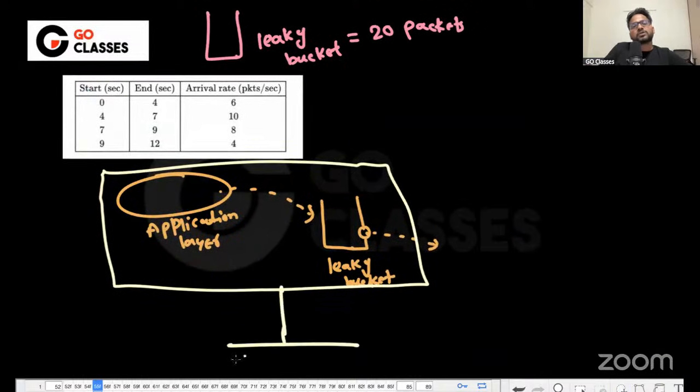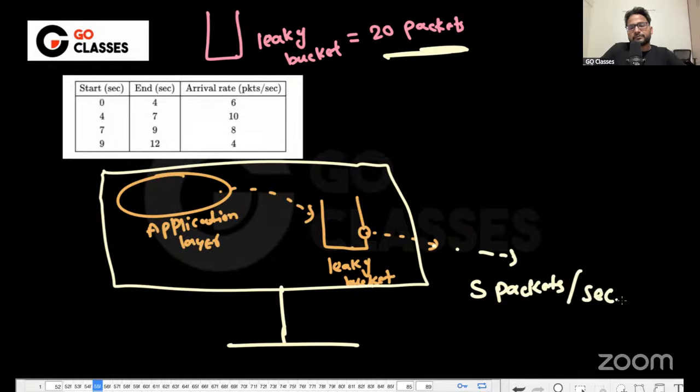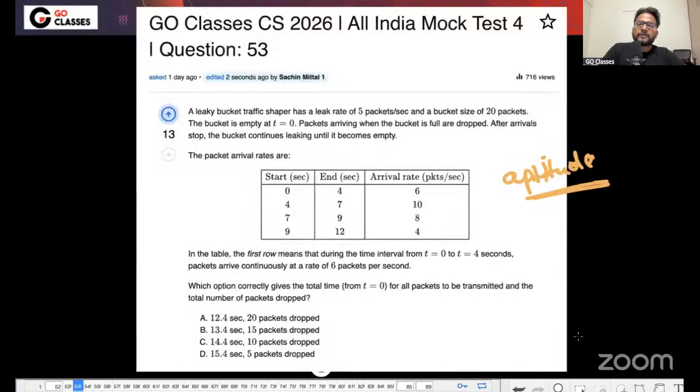So this is your host. But before sending to the network, you are sending to the leaky bucket, and the leaky bucket is shaping that traffic. They are saying it can hold at most 20 packets at a time, I mean the maximum capacity of the leaky bucket is 20 packets, and the sending rate is also given. It is sending at a fixed rate of 5 packets per second.